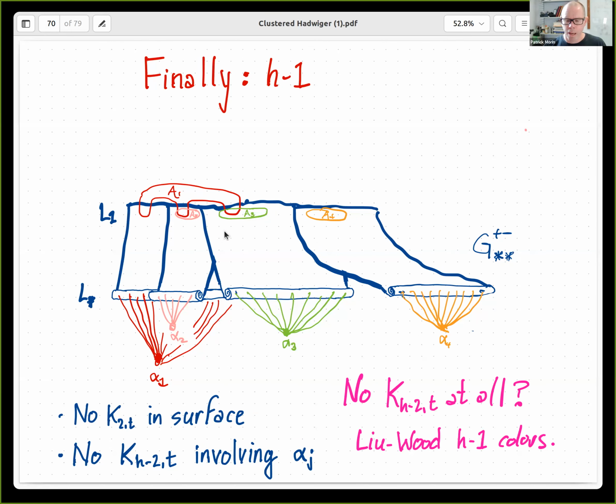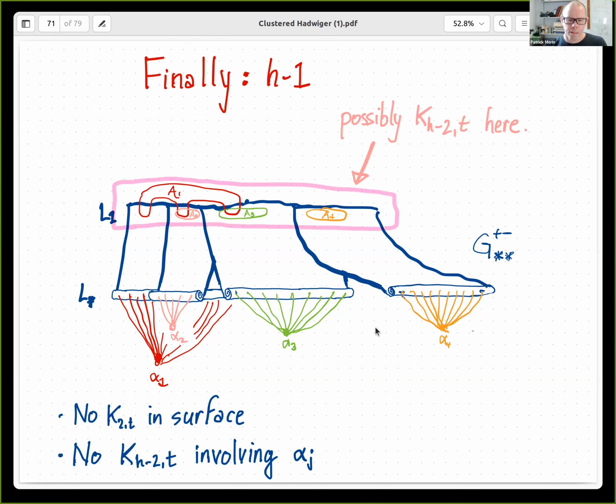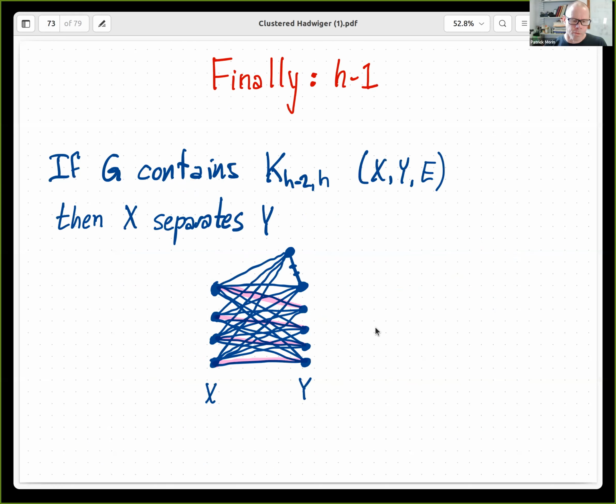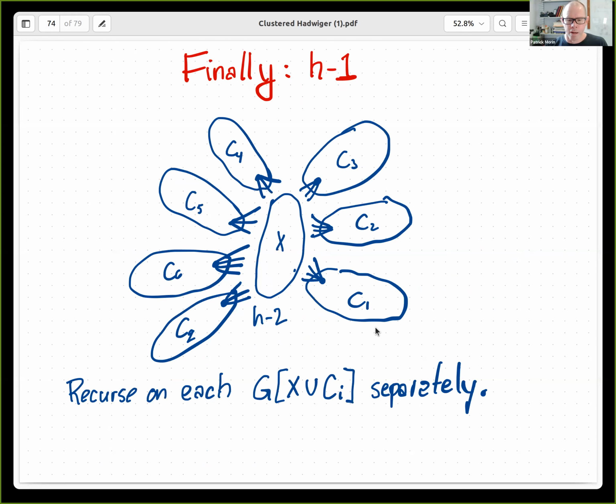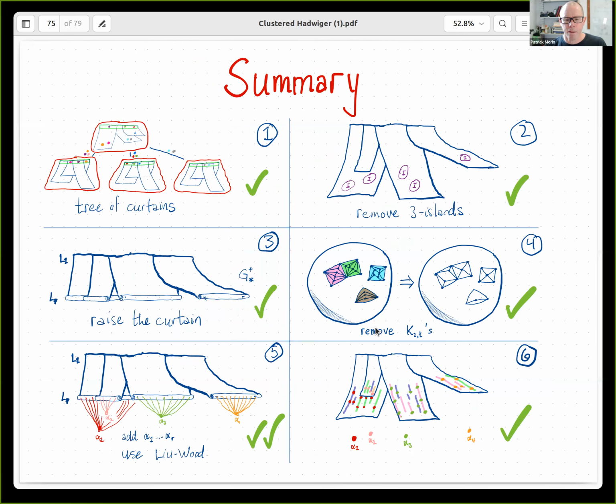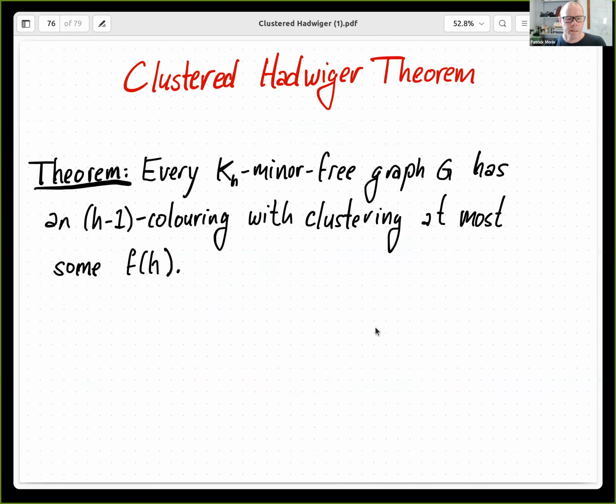If there was no KH minus 2T in our whole graph, we would be done. We would just apply the Liu Wood result. What we know is we didn't create any new ones when we did this. Otherwise, there's another trick for dealing with those. It's a divide and conquer trick. Again, it says if there is a big KH minus 2T, the H minus 2 side is actually a good separator of the whole graph, and we can divide using that. Okay, that's it. That proves the clustered Hadwiger theorem.